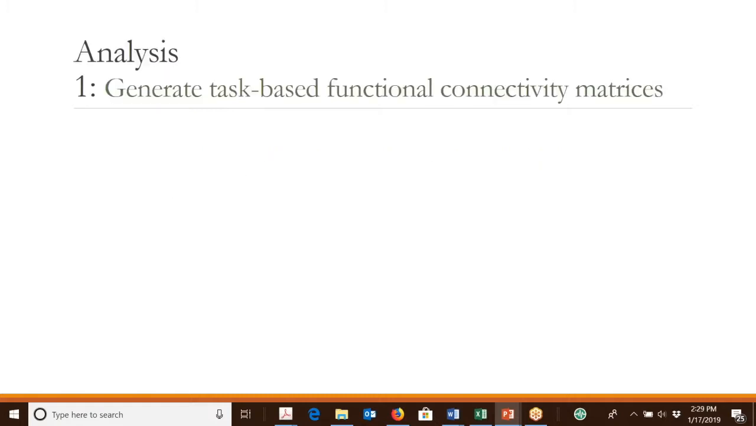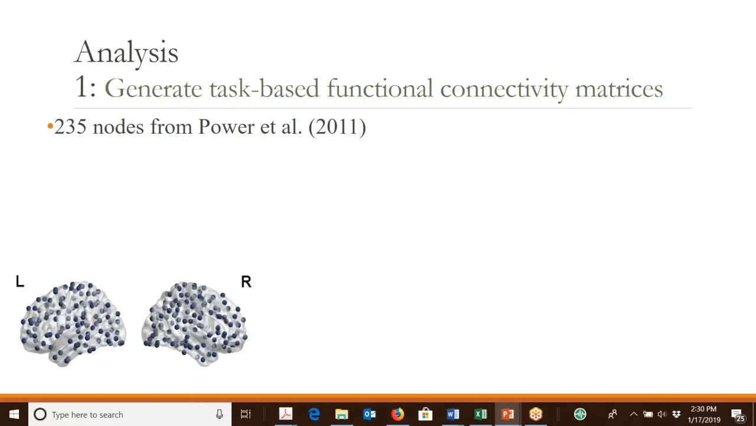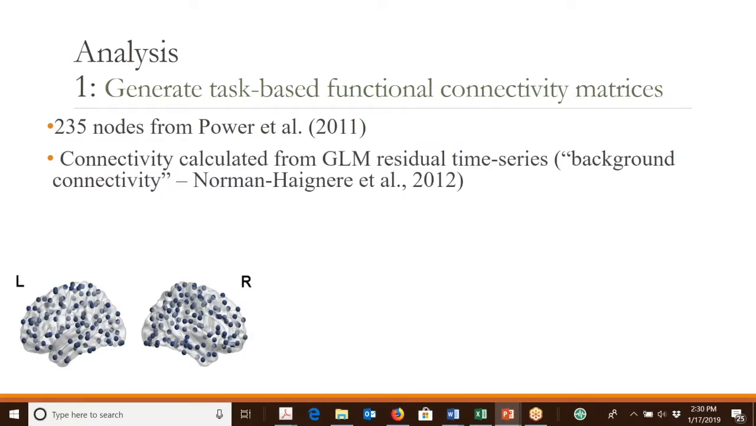We have five steps in the data analysis. The first step is to generate task-based functional connectivity matrices. There are tens of thousands of voxels in the brain that we're recording data from. We are not going to look at the connectivity between every possible pair of voxels. Instead, to reduce the number of nodes that we're going to be considering, we use 235 nodes that are taken from Power et al. This depicts those 235 nodes, and we're going to compute the connectivity between every pair of these nodes.